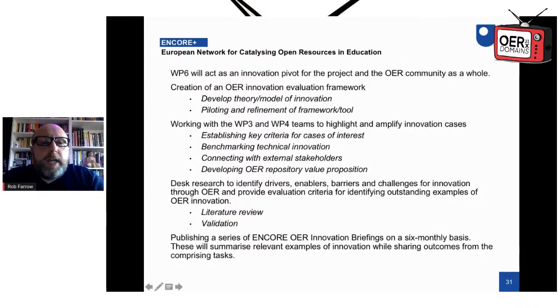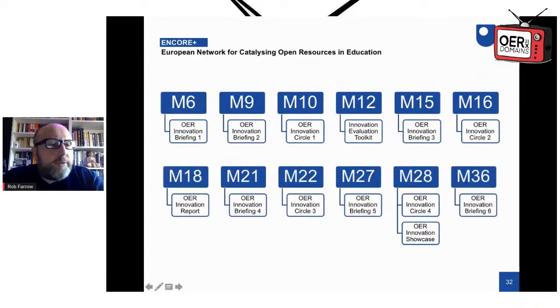There's a desk research element, and also a series of events that we'll be doing. Looking at the timeline, month six will be June this year. That'll be the first of our briefings. There'll be six of those across the course of the project, which summarize some of the theoretical stuff and the examples that we're finding, and give you a quick overview of innovation in the last six months. We'll also be publishing a toolkit to help people understand innovation in their own context.